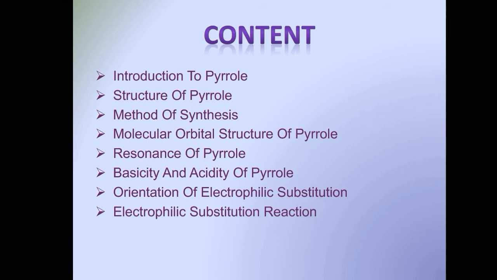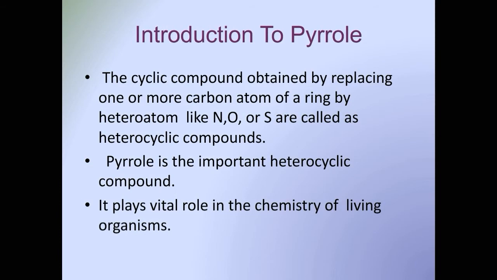Okay, so let's start with the introduction. As our topic is pyrrole, a heterocyclic aromatic compound, firstly we should know what a heterocyclic compound is. The organic compound obtained by replacing one or more carbon atoms of the ring by heteroatoms like nitrogen, oxygen and sulfur is called a heterocyclic compound. As this is a cyclic aromatic compound, hence it is called a heterocyclic aromatic compound.